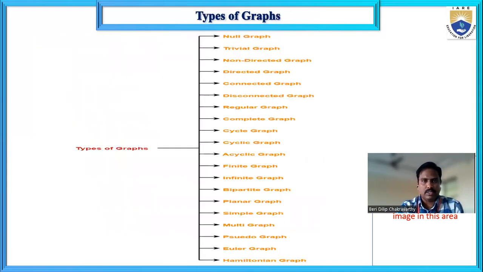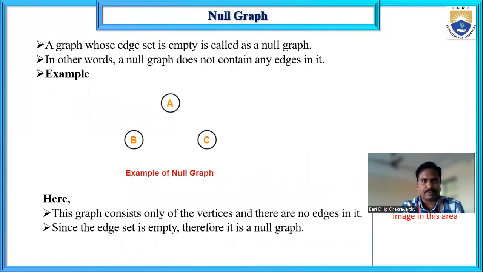So there are different types of graphs, such as null graph, trivial graph, non-directed graph, directed graph, connected graph. We have a lot of these graphs. We'll see all these one by one.